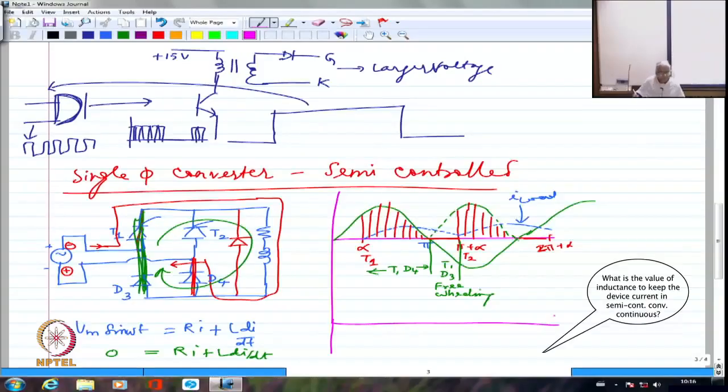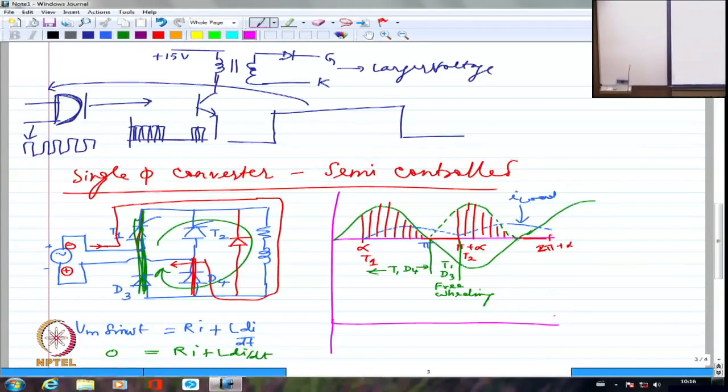Yes? Inductance was not low, Beta. There can be a case in which this can become discontinuous. Yeah, very much. But that's why I said in a reasonable value of inductance, if I compare semi-controlled with fully controlled, semi-controlled has a better possibility of having continuous conduction. I'm comparing those two. Similarly, if I have a much larger alpha, even for a high inductance, I might get into discontinuous conduction. It's very much possible. Right?